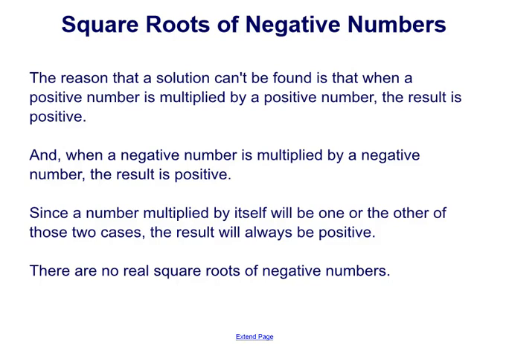The reason that a solution can't be found is that when a positive number is multiplied by a positive number, the result is positive. And when a negative number is multiplied by a negative number, the result is also positive. And since a number multiplied by itself will either be one or the other of these two cases, the result will always be positive. So there are no real square roots of negative numbers.